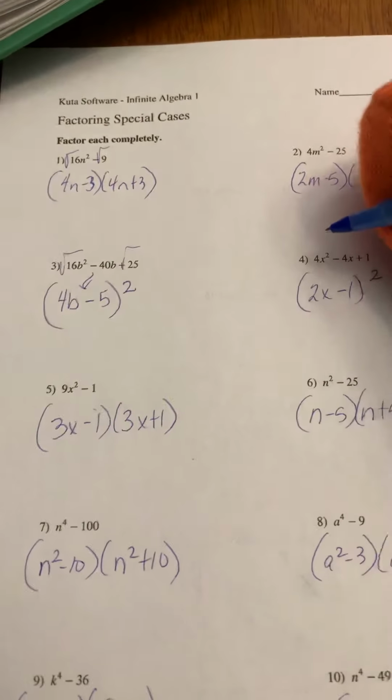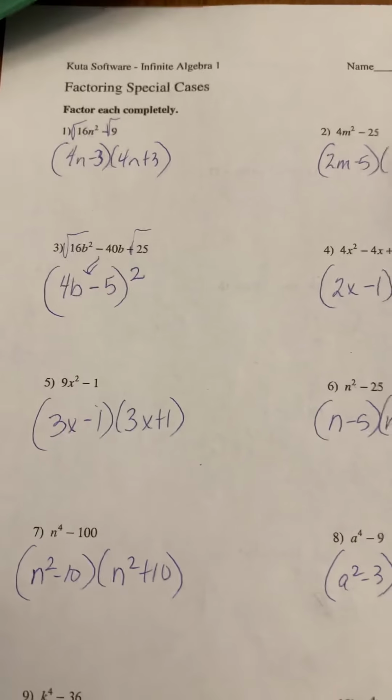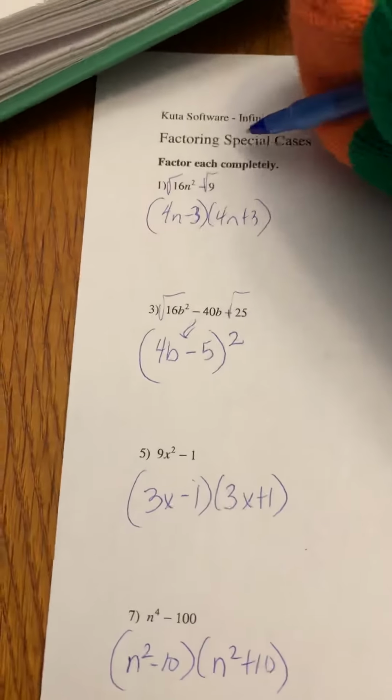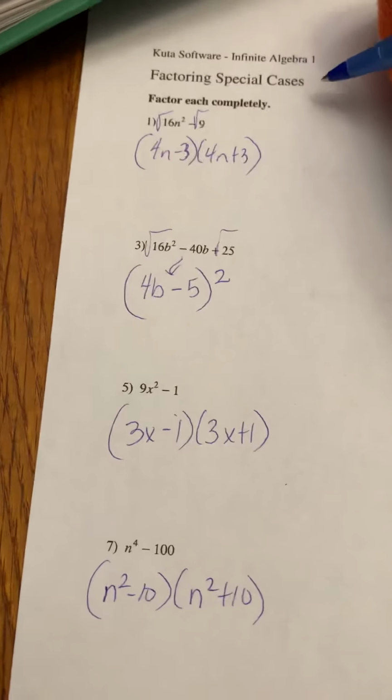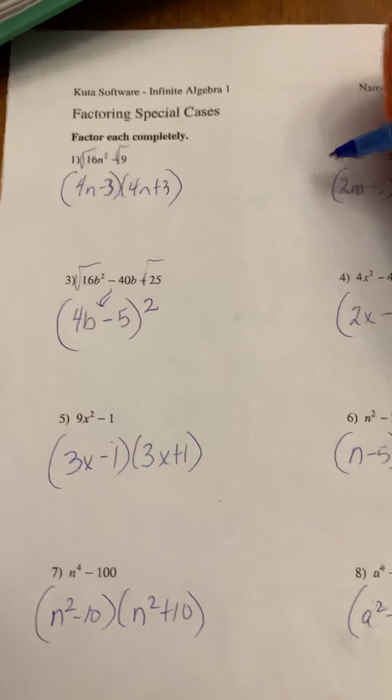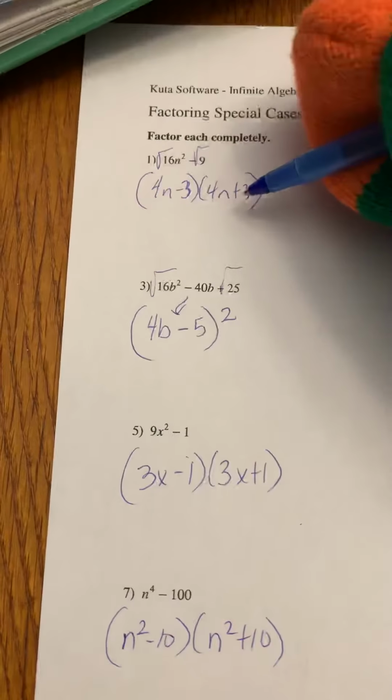Okay, I'm going to post this assignment. I've taken a snapshot of it. Just wanted to remind you that we're factoring special cases, and that includes perfect square trinomials, and it also includes difference of squares. So I just want to point out a couple.